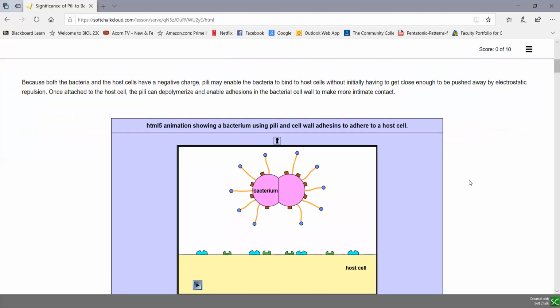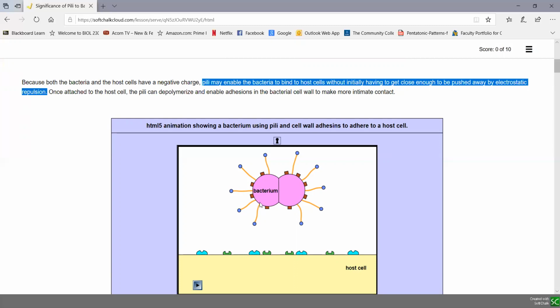Now, one of the advantages of pili might be because both bacteria and host cells have a slight negative charge. Remember, nucleic acids and many proteins are negatively charged. So pili may enable bacteria to bind to host cells without initially having to get close enough where they could be pushed away by electrostatic repulsion. If the bacterium was very close to the cell, the negative charge of the bacteria and the negative charge of the host cell might push them apart.